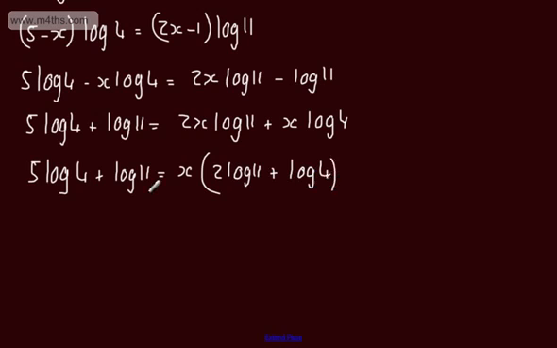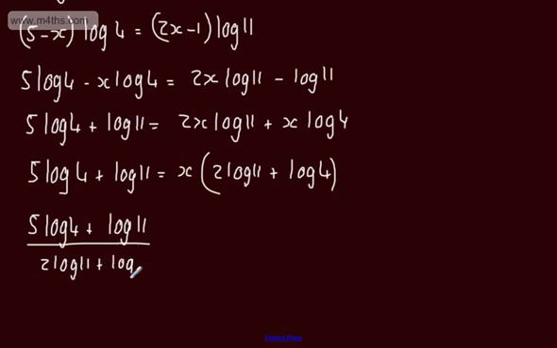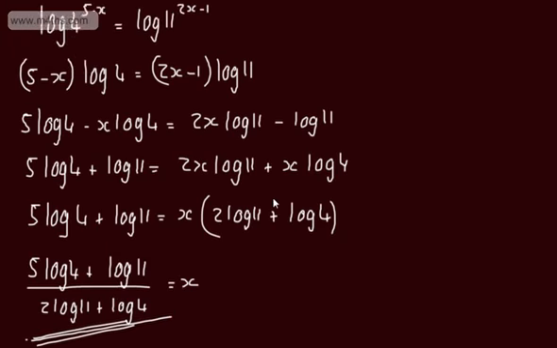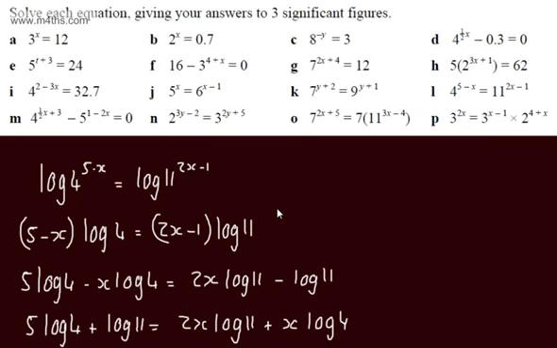And at this stage, we're going to divide through by the content of the bracket. So 5 log 4 plus log 11 divided by 2 log 11 plus log 4 is going to be equal to x. And we'd simply go ahead and evaluate that on a calculator and give our answer to 3 significant figures. Again, you could check and see if that was reasonable.